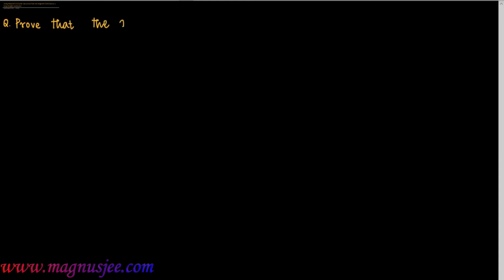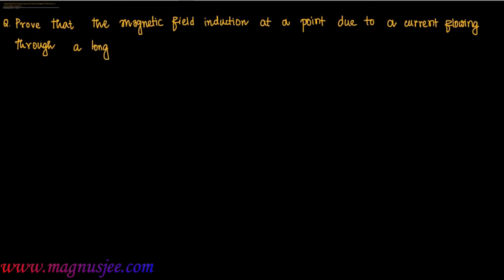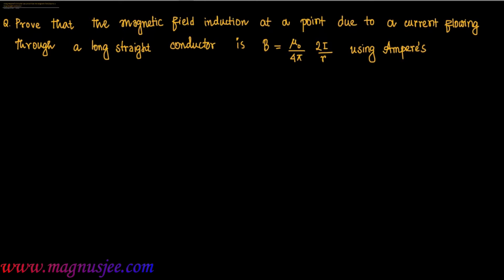Prove that the magnetic field induction at a point due to a current flowing through a long straight conductor is B equal to mu 0 by 4 pi into 2I by R, using Ampere's circuital law.